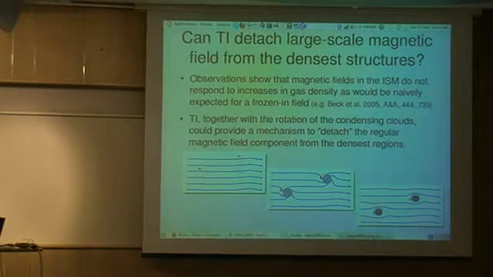So then Anvar and Andrew were thinking of such a scenario, that there would be a mechanism where a condensation drags the field with itself into the cloudy component, and if the cloud or condensation would in addition be rotating, this would lead to rapid reconnection, and finally the large-scale magnetic field would be detached from the cloudy component. So one mechanism is naturally thermal instability and its condensation mode.